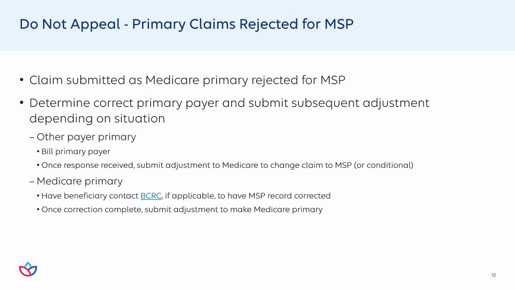Something that you would not be able to appeal is a claim that has been rejected for Medicare as a primary payer or Medicare Secondary Payer claims. So if you have a claim that is submitted and Medicare is primary on that claim and is rejected because Medicare should be the secondary payer, you would want to resubmit that claim and correct the primary payer.